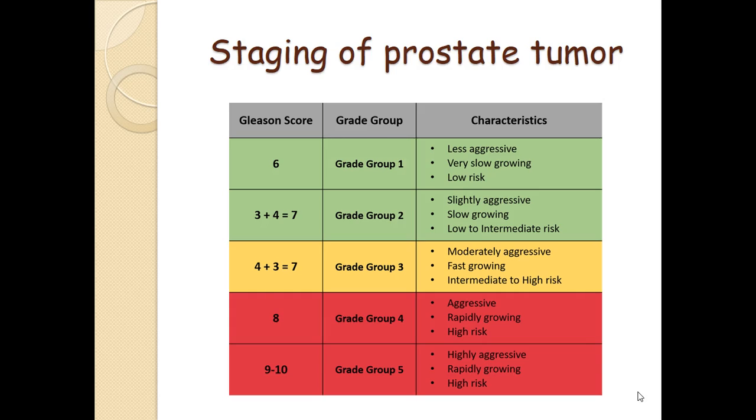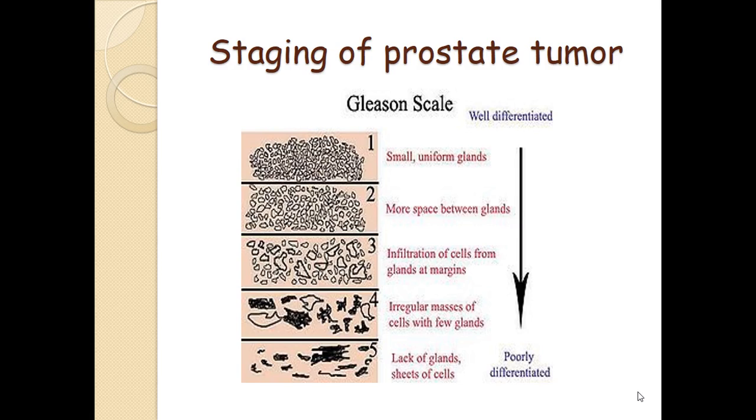We do a prostate biopsy. If you are taking a 10-core biopsy and all have the same grade, all well differentiated or all poorly differentiated, then for all 10 biopsies we multiply by 2. If all 10 out of 10 biopsies have grade 3, then we do 3 plus 3, which is 6.